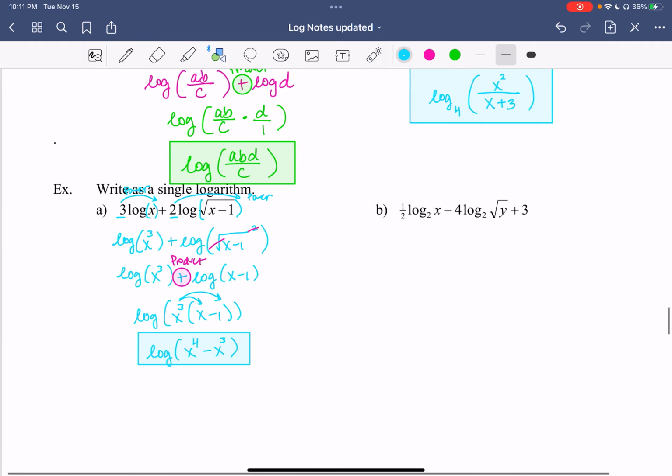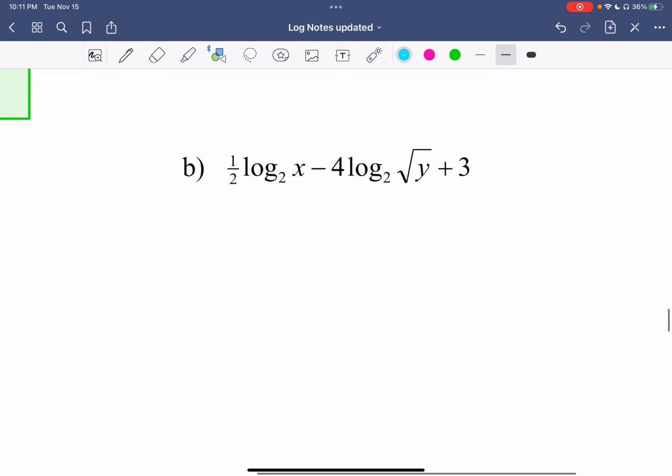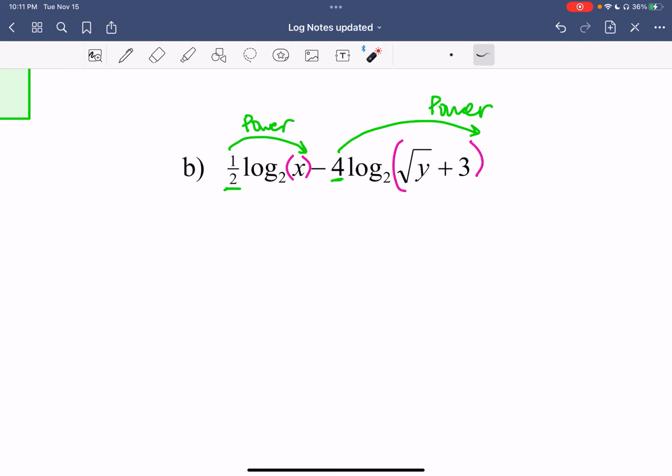Okay, next one. I see some coefficients. Start by putting your arguments in parentheses, and then we'll apply the power law. So we have a coefficient of 1/2 that's going to go to the back, as well as the 4. Now you're not going to take the negative in front, you're only going to take the coefficient, because that negative is not attached to the 4. That negative is to tell you to apply the quotient law.